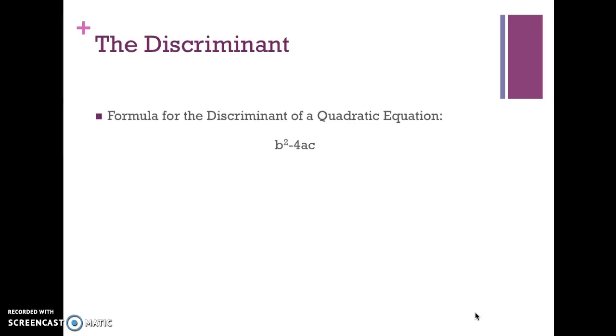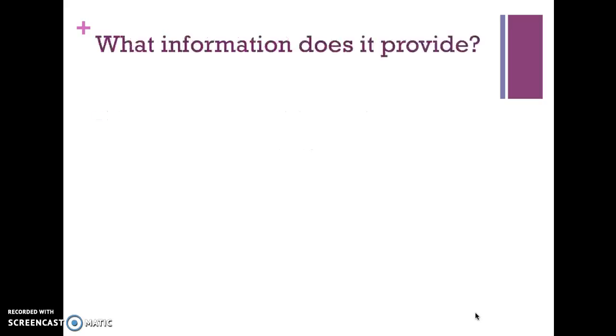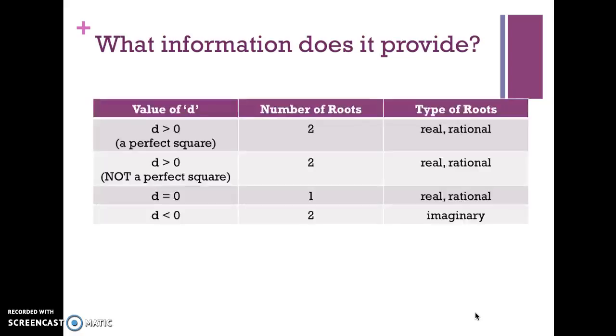Next, we want to find the discriminant. So the formula for the discriminant of a quadratic equation is b squared minus 4ac. Okay, so if you notice, this is the same as what is under the square root sign of the quadratic formula. So what information does it provide? So we're going to look at a little table, and I want you to write down. Okay, this table will come in handy.